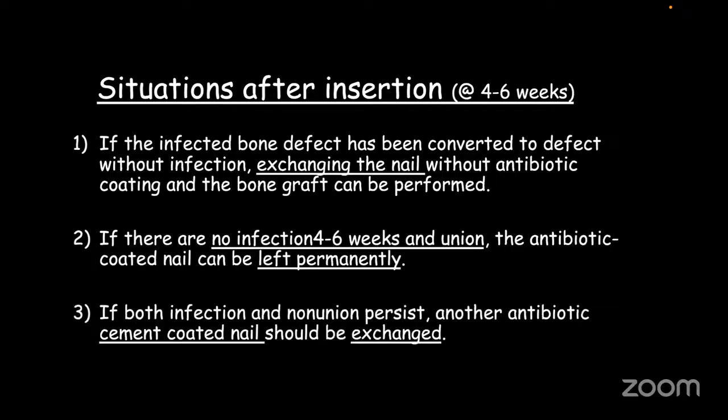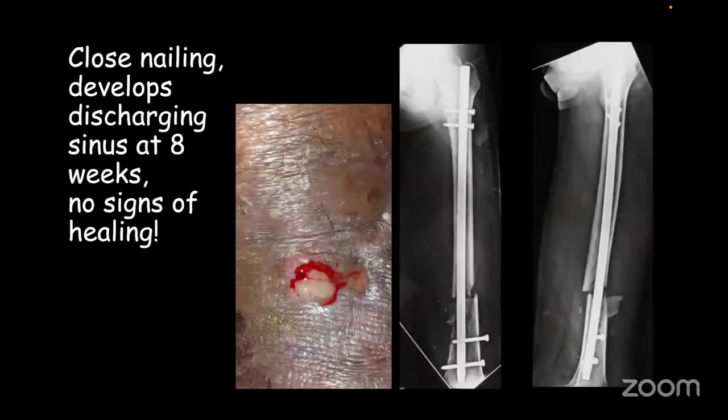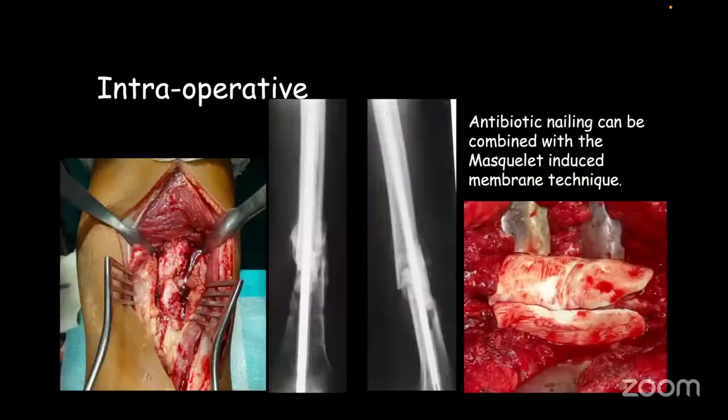Third situation, if the bone infection and the non-union persist, then another antibiotic cement coated nail can be exchanged in that situation. And again, repeat the procedure after 6 weeks. Again, you may have two options out of this, where you see the healing, or you see an infection with non-union, and accordingly you take a decision. So this is, I think, the same case which Dr. Chandak sir has shown here.